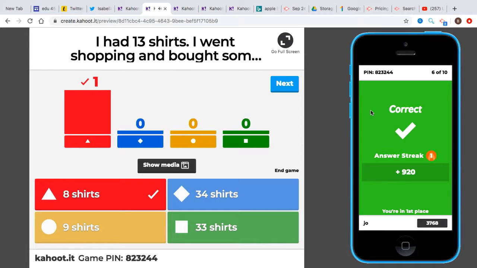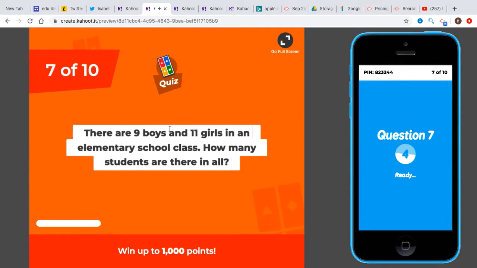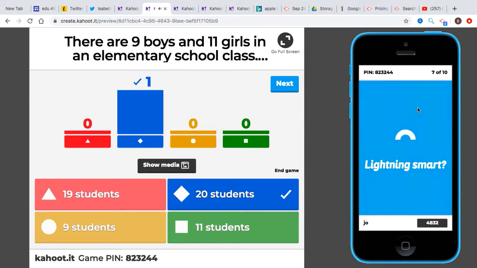So, get that right. 7 out of 10. Okay, so there are 9 boys and 11 girls in an elementary school class. How many students are there in all? And I picked this because this is true to my classroom. So this is an addition problem, 9 plus 11. This is pretty easy because it does make a 10, which is what we're also learning about in my classroom right now. So 20 students.